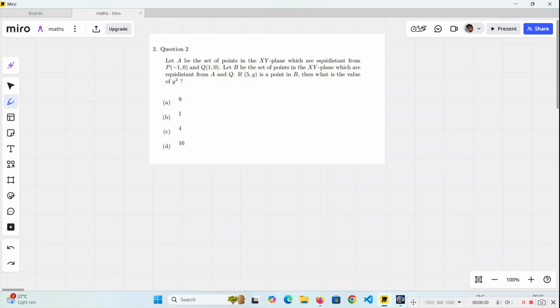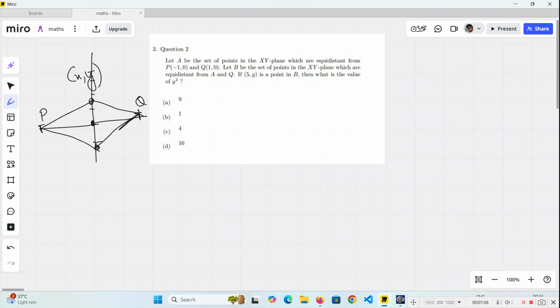Now, let the point on set A be X and Y. Any point, and it is equidistant from P and Q. So P is this point, and Q is this point, for example. Equidistance from this means these points are valid. This point is valid, then this point is valid. Like this, there can be infinite points on A.